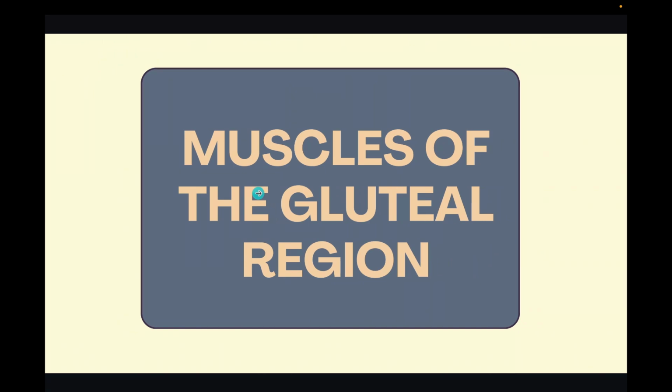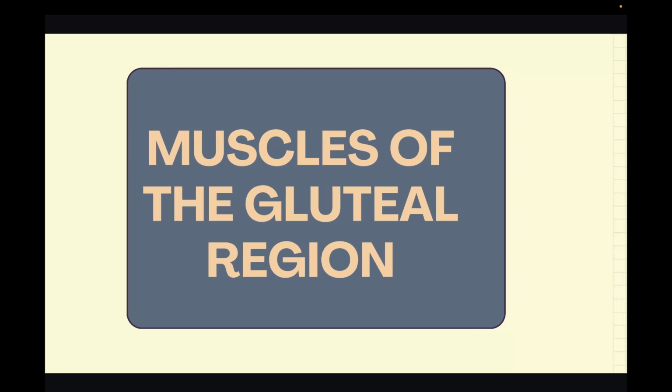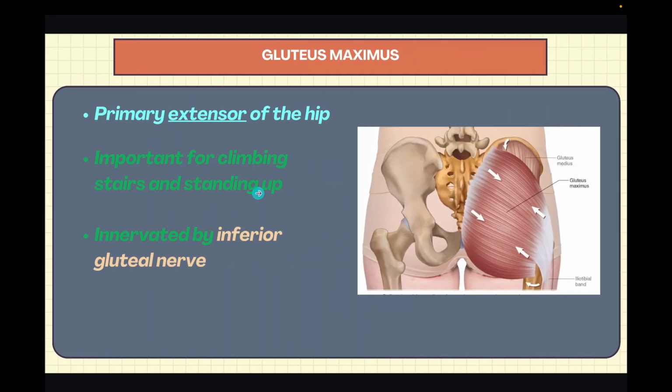Okay, now that we got these out of the way, let's talk about the muscles of the gluteal region. Starting off with the gluteus maximus. The gluteus maximus is the primary extensor of the hip, so the main function of this muscle is extension of the hip. It's important in multiple things, such as climbing stairs or standing up from a seated position. It's innervated by the inferior gluteal nerve. Have this known because it's going to be important once we start talking about the clinical aspect of this muscle.